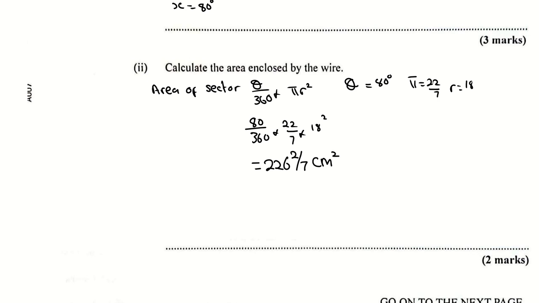If you don't want it as a fraction, it is 226.2857143, which is approximately 226.3 centimeters squared to 1 decimal place. Again, CXC standard is 1 decimal place, or 3 significant figures wherever is appropriate. Right? Do you understand this, guys?